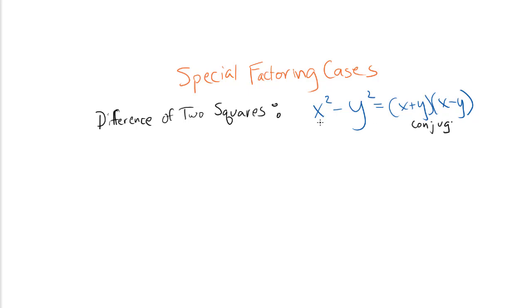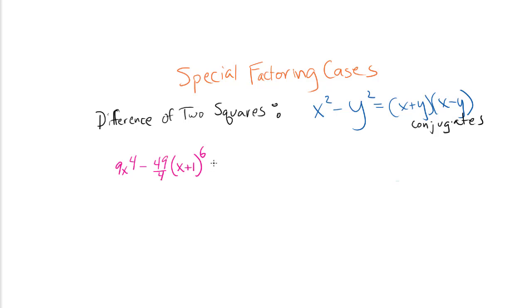So x squared, it's x being squared. Y squared is y being squared. So x plus y times x minus y, those conjugates form the difference of two squares. The key here is the xy terms in between cancel out. So how do we see that in practice?